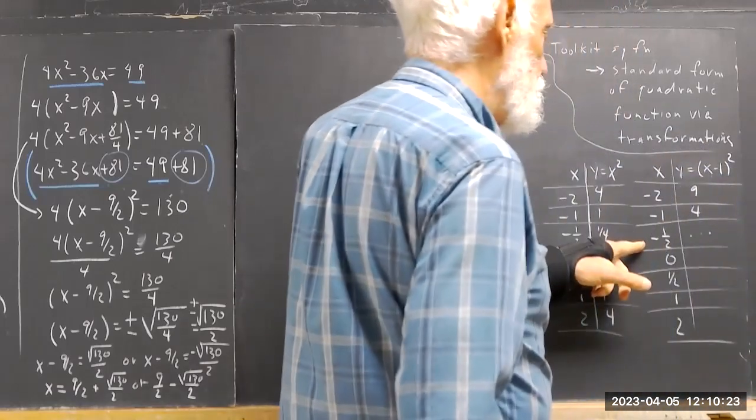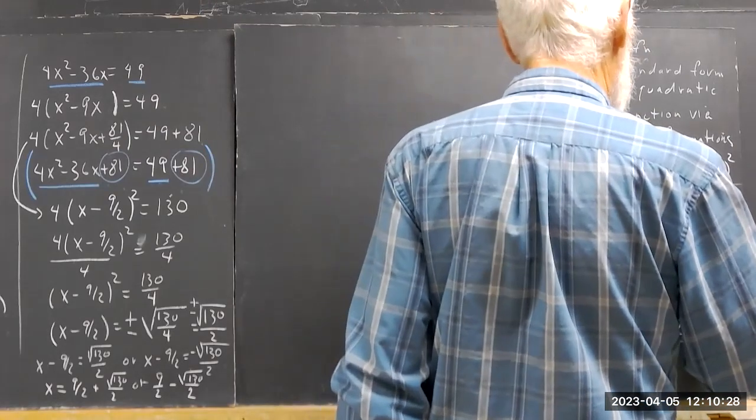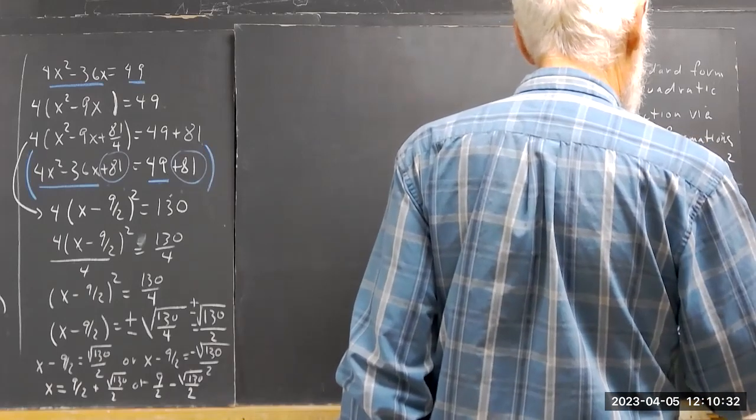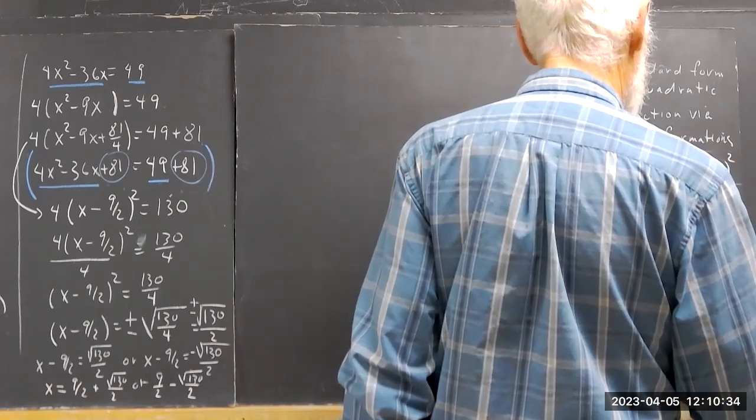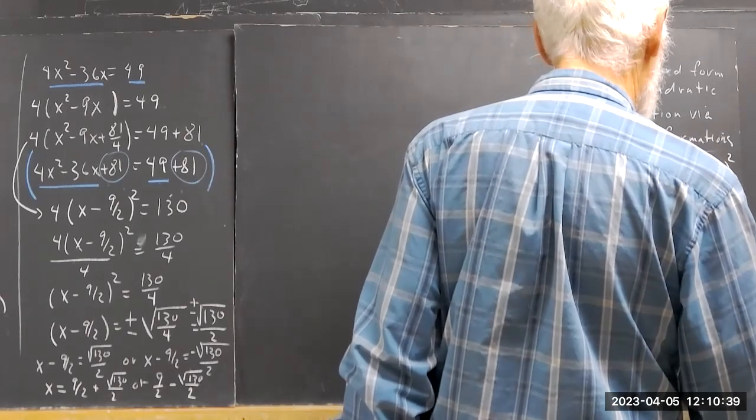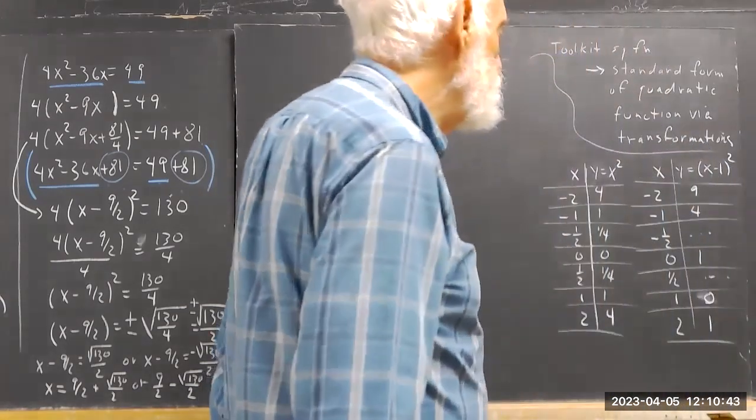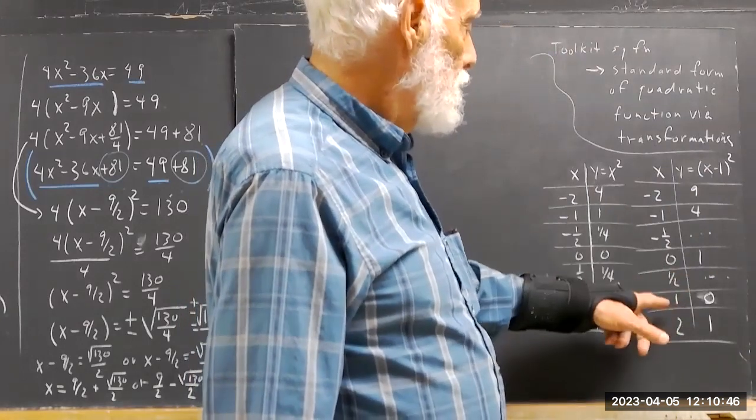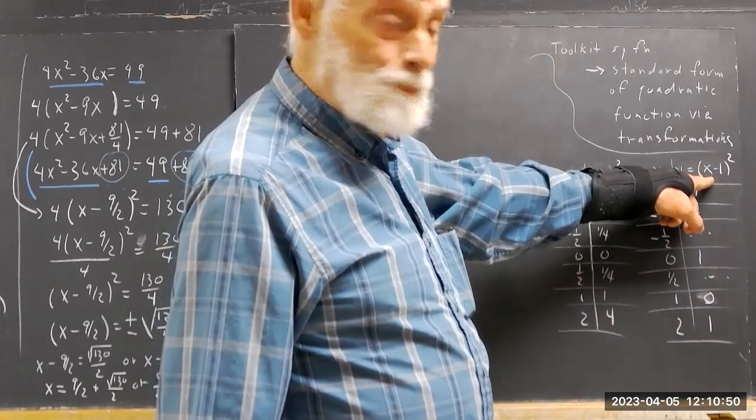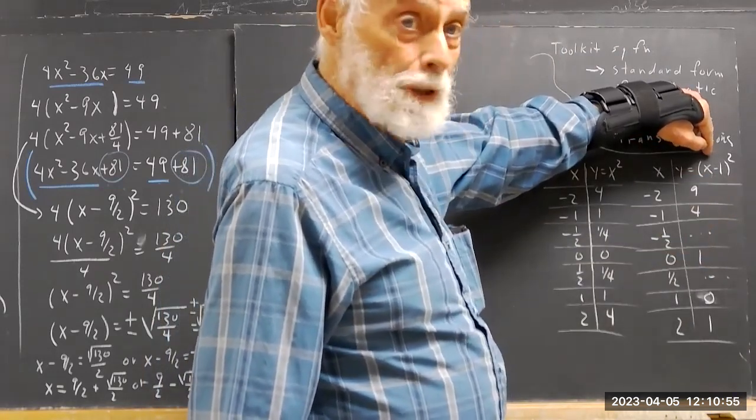We could do -1/2, but I'm not going to bother. At 0, we're going to get 1. At 1, we're going to get 0. And at 2, we're going to get 1. Okay, so one key thing to notice is if x equals 1, this is 0. So the vertex is going to occur when x equals 1.